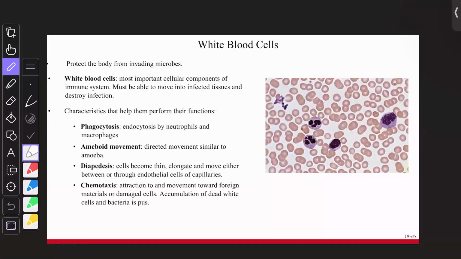Are there any questions about any of the terms on this slide? I don't want to spend time here if we don't need to, but because we're going to need to spend time in the next section. So we understand chemotaxis, diapedesis, amoeboid movement, and phagocytosis.